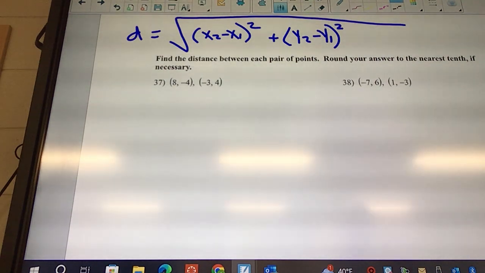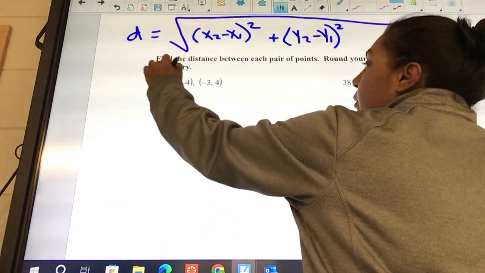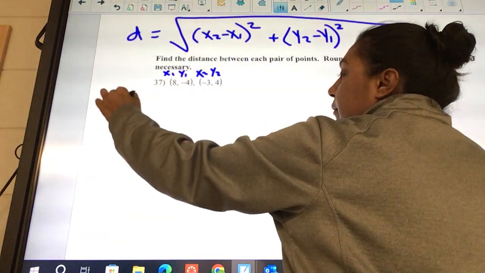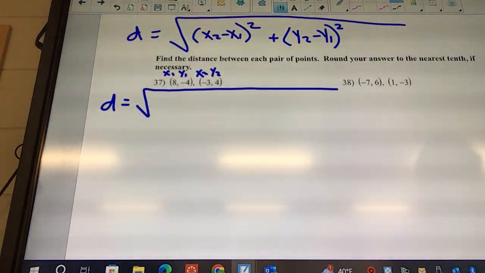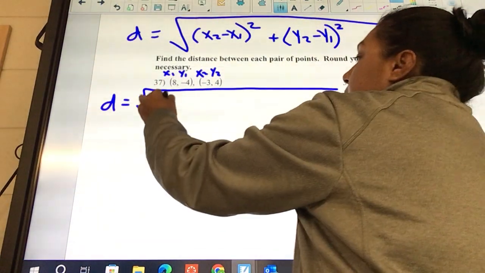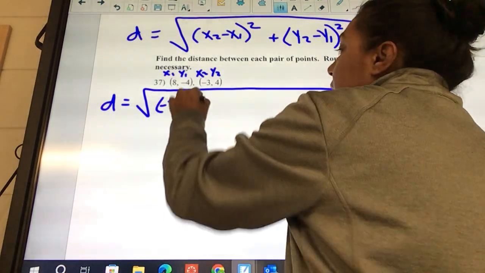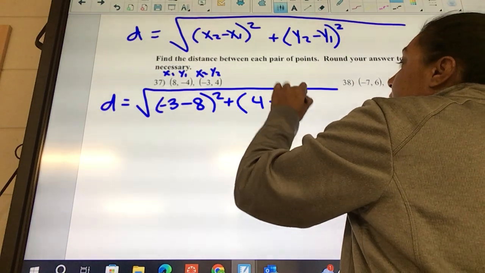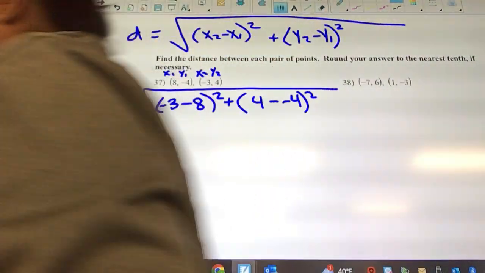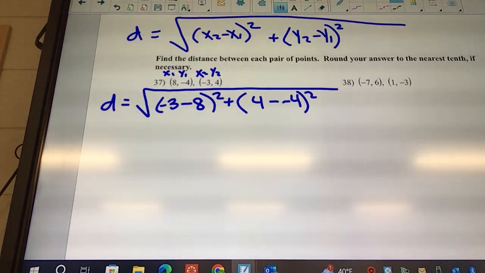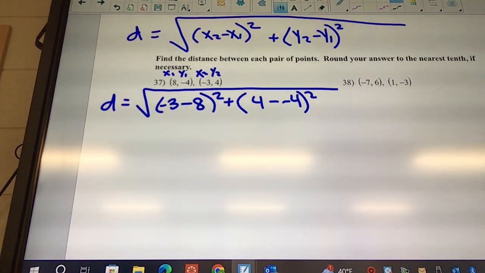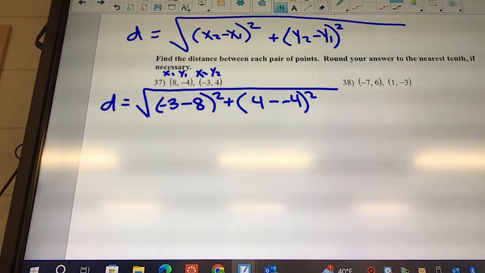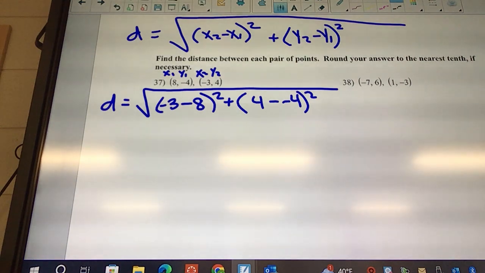Okay, so we can go ahead and label these x1, y1, x2, y2. So you're going to get -3 minus 8 squared plus 4 minus -4 squared. Okay, and again, we're doing these the long way, not the short way. If you do it the short way, I'm marking yours wrong. For real? Yes, for real. Okay, 37 and 38, you've got to do the long way.